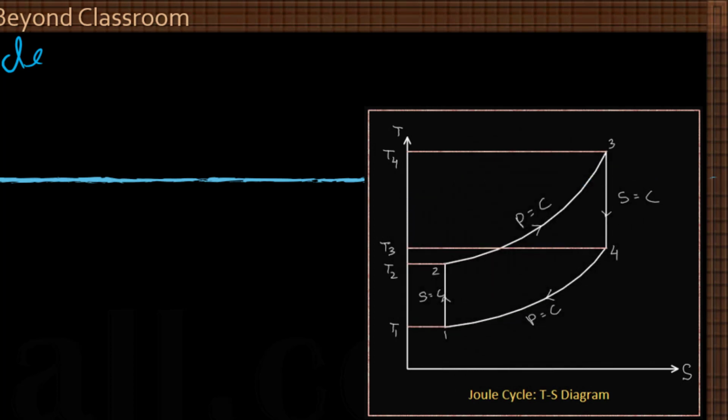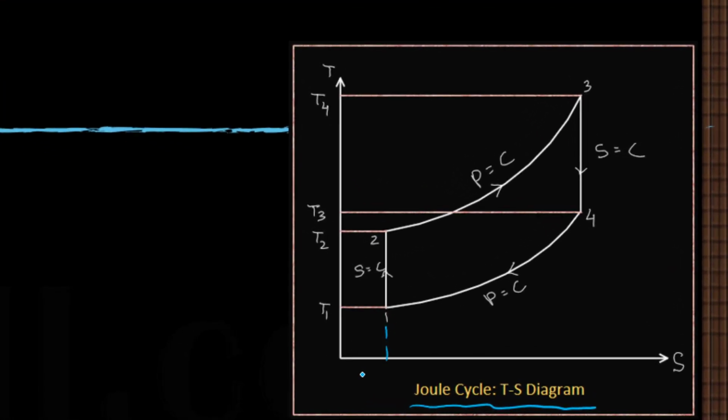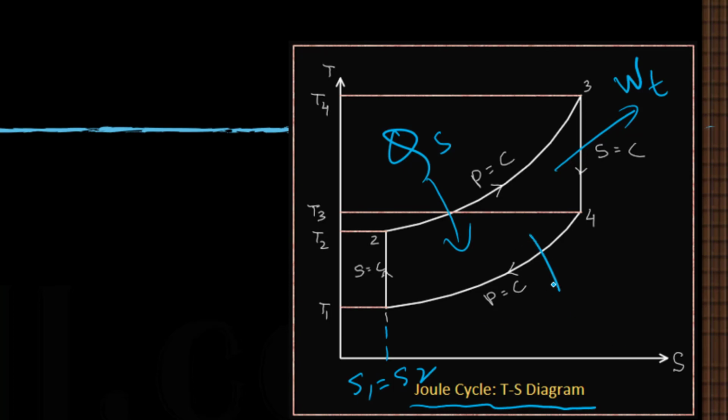Very good. Now the temperature entropy diagram for Joule cycle, another name is Brayton cycle, is like this. Process 1, 2 is constant entropy, S1 equal to S2. Process 2, 3 is heat supplied at constant pressure. Process 3, 4 is work of the turbine, because process 3, 4 is expansion, which is for the turbine. The turbine expands the gas and it produces the power. And process 4, 1 is heat rejection at constant pressure. That's it.